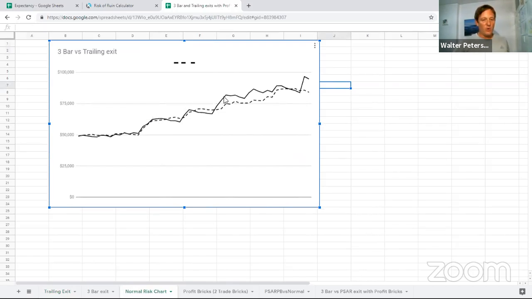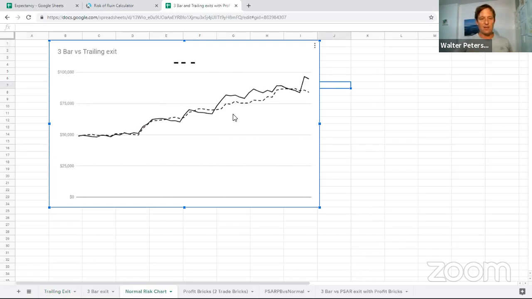But what typically happens when you use this trailing exit is it jumps up higher when you get a winner. What's happening, and I looked at this, is that a 3-bar exit is truncating your best winners. It's also truncating your worst losers, so to speak. So it's kind of keeping your trades in the middle. If you think of all of your trades in a bell curve, the 3-bar exit keeps them clumped there in the middle of the bell curve.